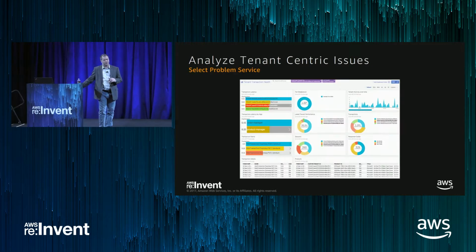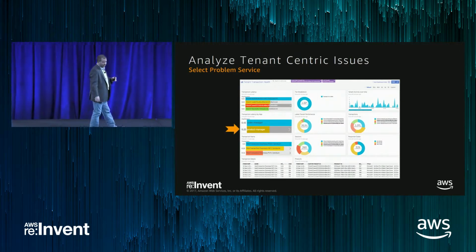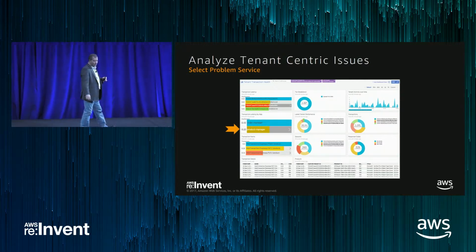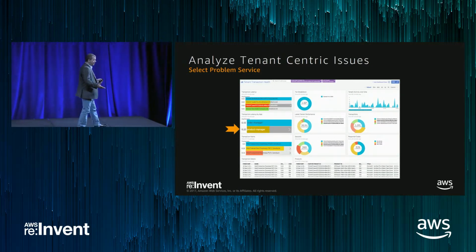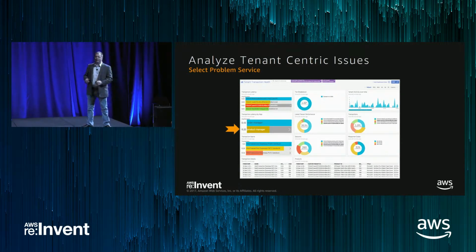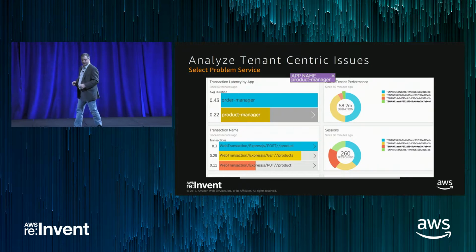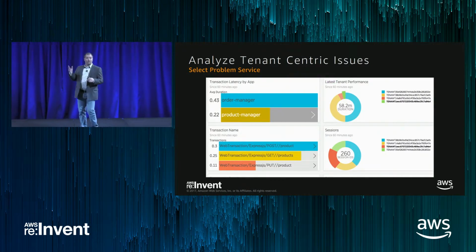Let's go a little deeper. So now let's select the problem service. And again, I'm going to blow this up. We're going to select the product manager. Just one application in the reference architecture or your application that we're looking at. Again, we have a breadcrumb, so we're going to focus on that. Let's blow this up. So now we're 2 steps in.